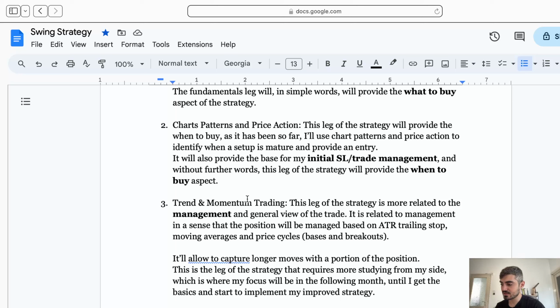So it's very similar to how I'm going to approach the idea of trend and momentum trading, but I will incorporate as new elements moving averages and the idea of price cycles of bases and breaks and breakouts. Okay, the trend and momentum trading, guys, is where the actual learning is needed on my side, because I think this is my weak point in this improved strategy.